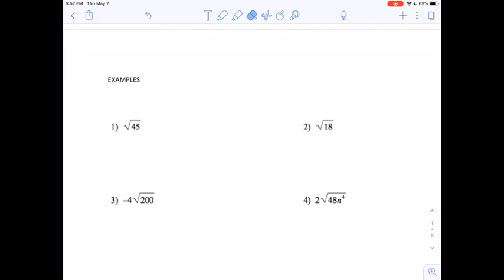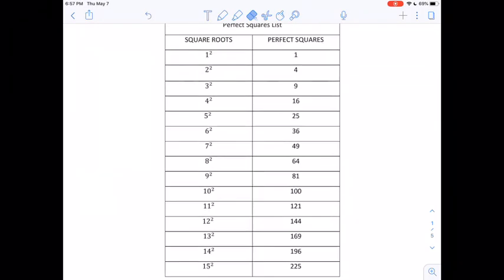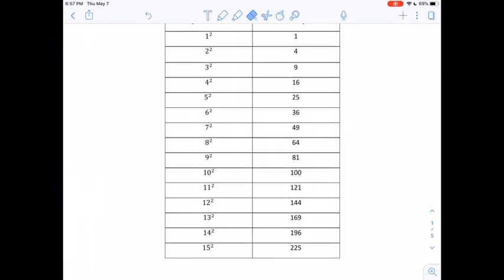So what you're going to do is think of numbers that multiply to be 45, and you're going to look at this list, at the right column, at numbers like 1, 4, 9, 16, 25. You're going to go down the line and ask yourself, do any of these perfect squares, any of these numbers on the right column, go into 45? Well, I see one right away. I know that 9 goes into 45. What I mean is I could divide 45 by 9 and get a whole number, right?